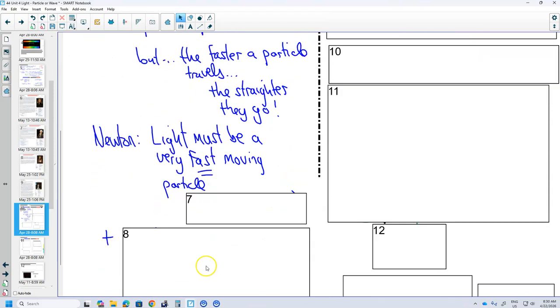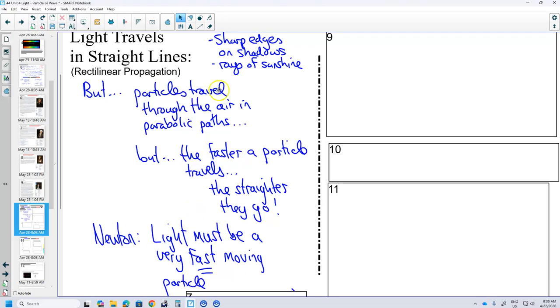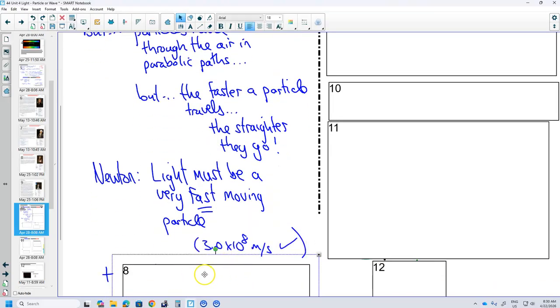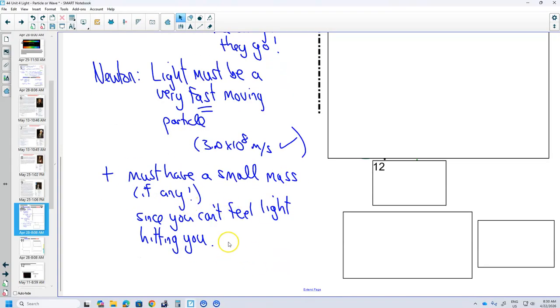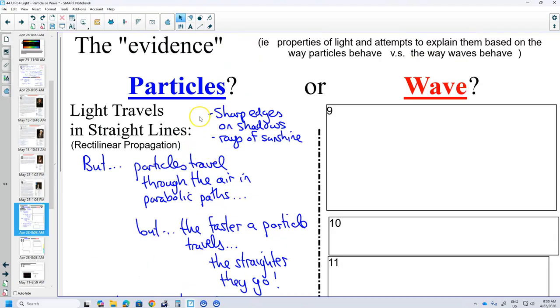So Newton looked at that and said, okay, well, light must be a really fast moving particle. So even if light's not particles, right? You can see this model kind of led to something that makes sense. Light really is fast, right? So yeah, that's the power of a model, right? So they must have a really small mass, if any, since you can't feel light hitting you, and that's true as well. So there's the sort of logical conclusions that come from thinking about things, even if light's not a particle, or even if light's not a wave, or whatever the result ends up being, right?